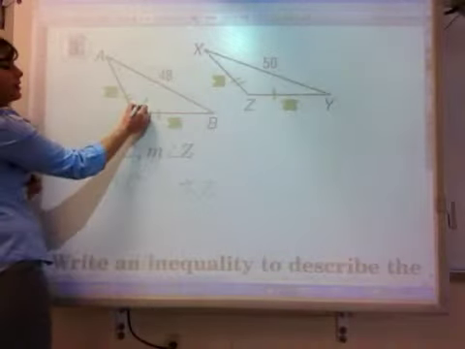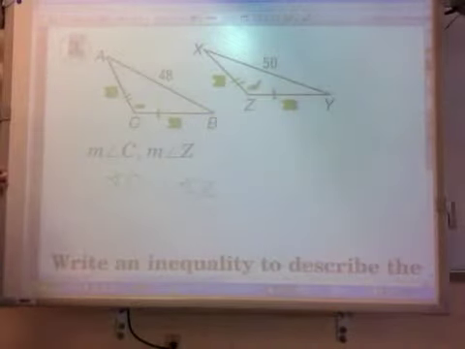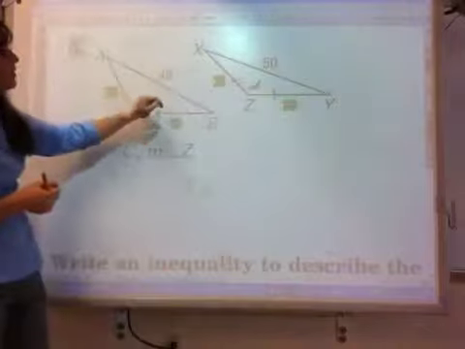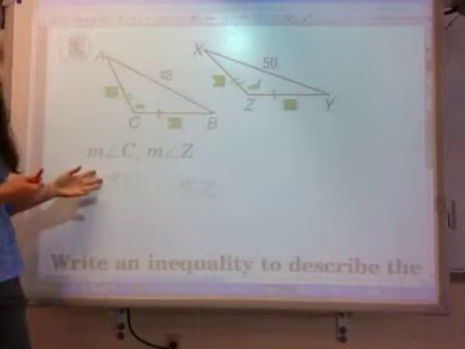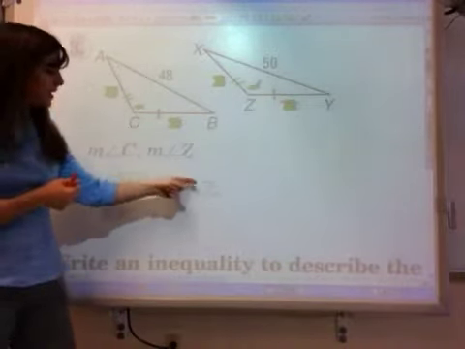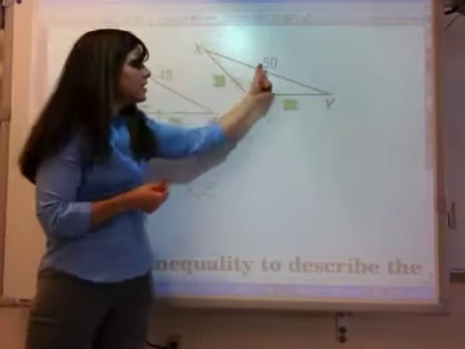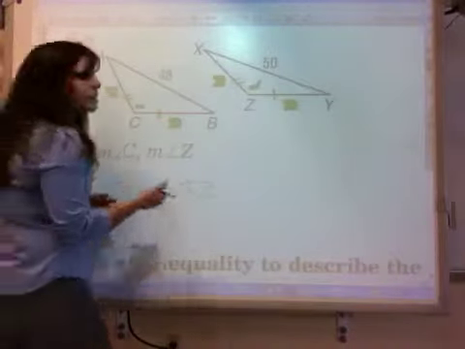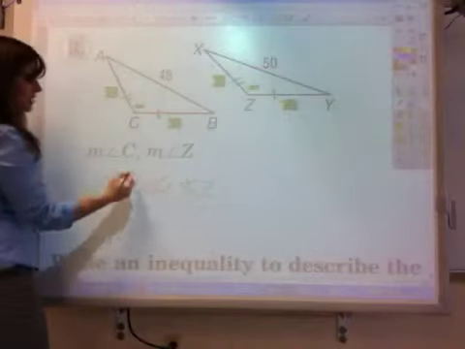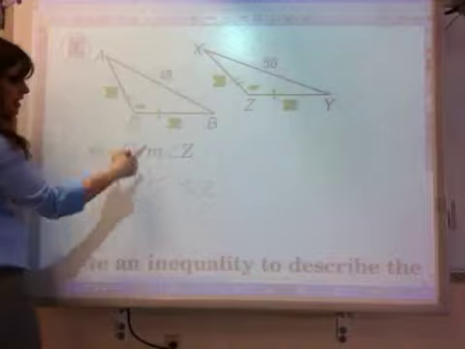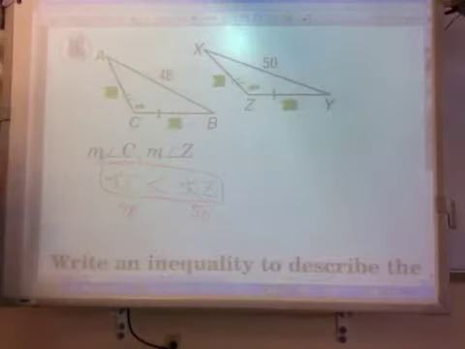Okay, so let's look at it. Angle C is right here. Angle Z is right here. Which side is your bigger side? 50 is bigger than 48. That's going to be your biggest angle right here at Z. But be careful. Think of it like this. Angle C is what compared to angle Z? Angle C is the shorter one, compared to angle Z, your longer one. So what symbol are we going to use for our final answer right here? Angle C has to be less than angle Z because its opposite side, 48, is less than Z's opposite side, which is 50. Okay, so here's your answer.